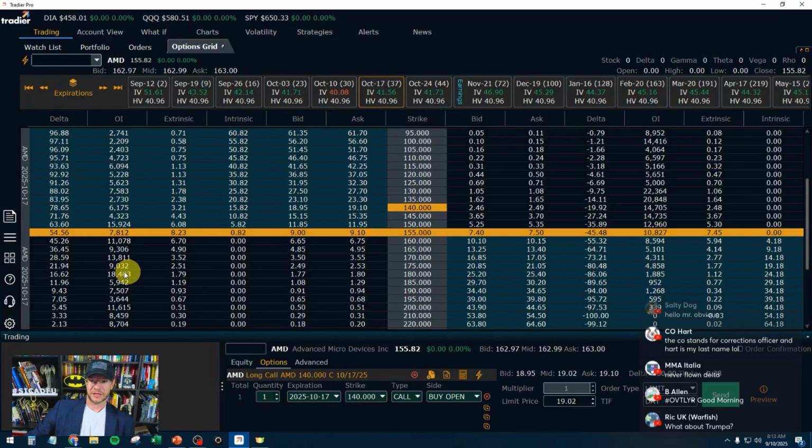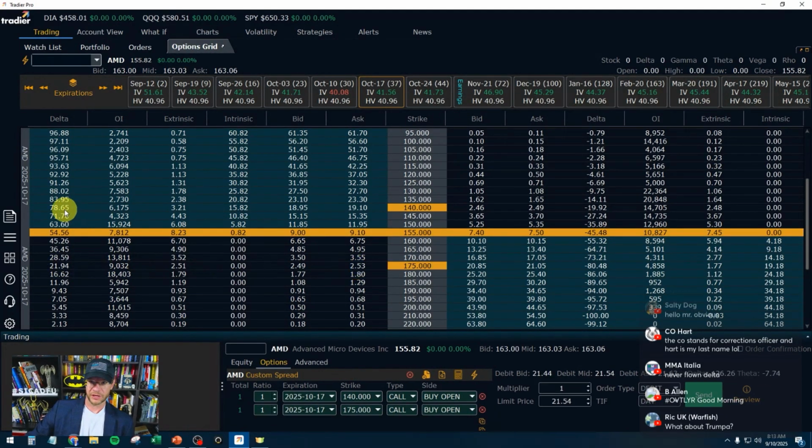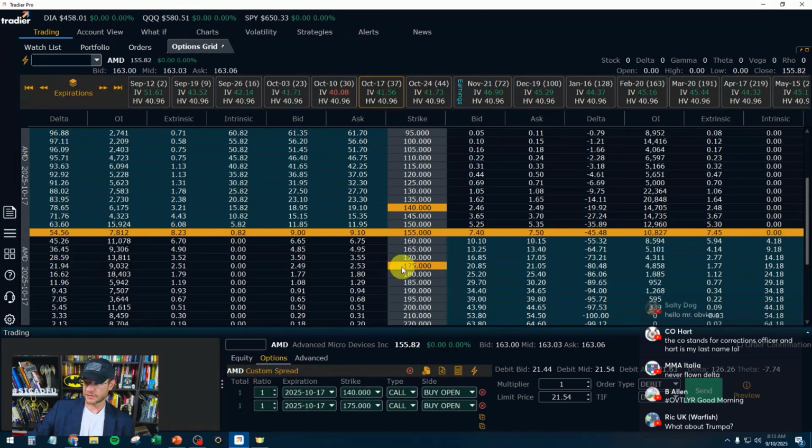Now, let's look on the flip side. Let's go over here to the 20 delta. Remember, we're looking at the 80 delta first, 20 delta second. This is the 175 strike. For every $1 change in AMD, this one's going to go up 20 cents. Big, huge difference.